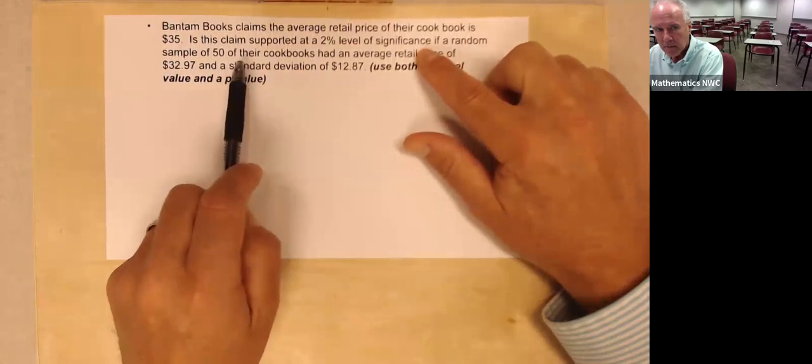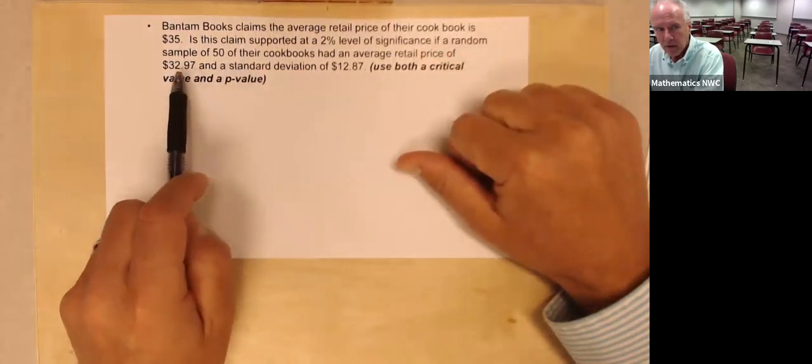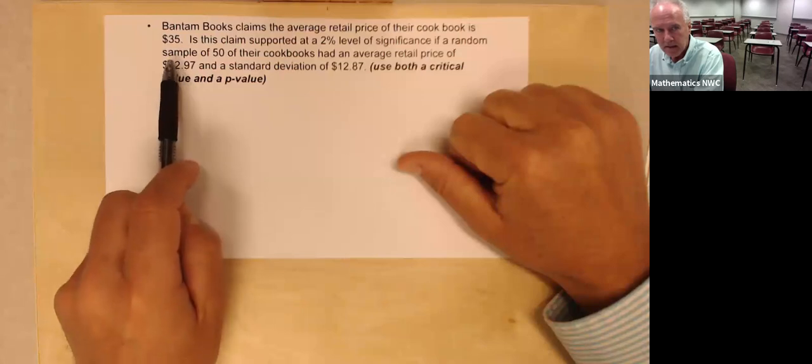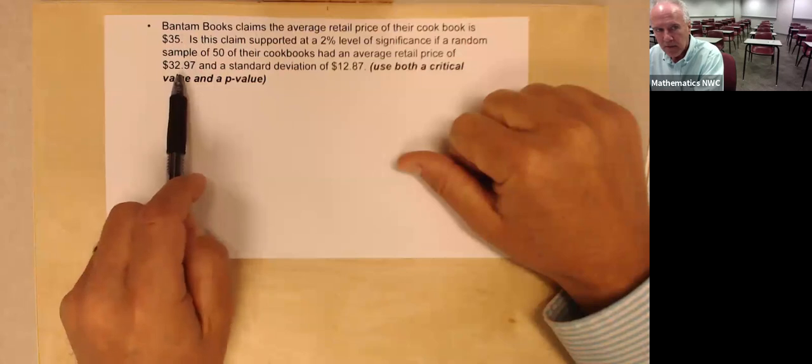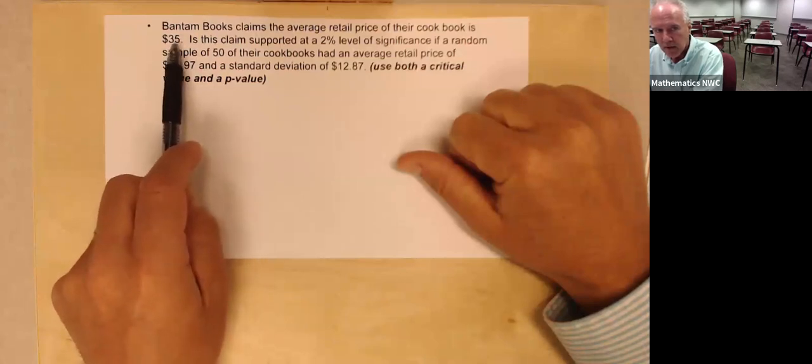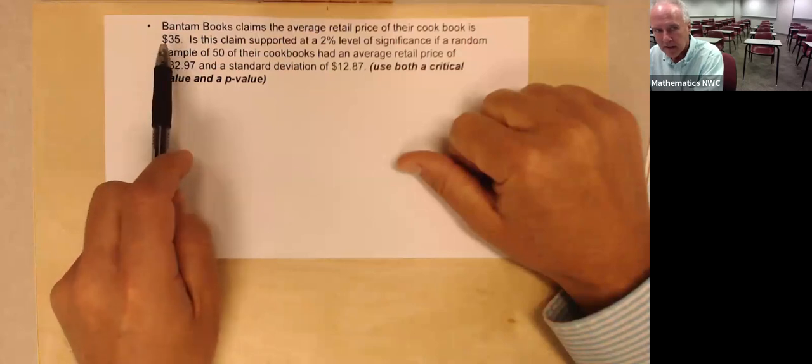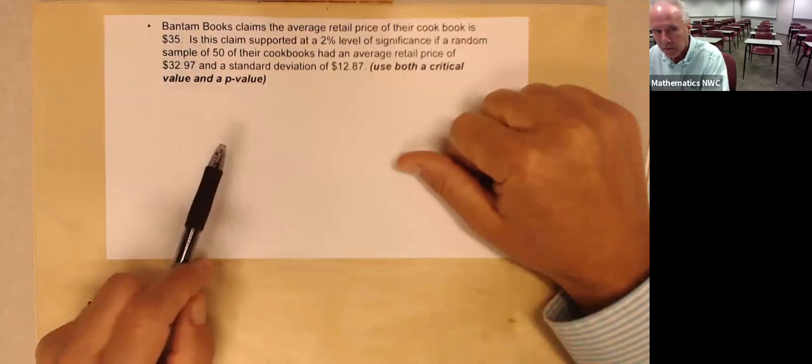They give us a random sample of 50. The retail price is $32.97. Is that reasonably close to 35? Or is this price so far away from 35 that we have mathematical evidence that 35 can no longer be true?